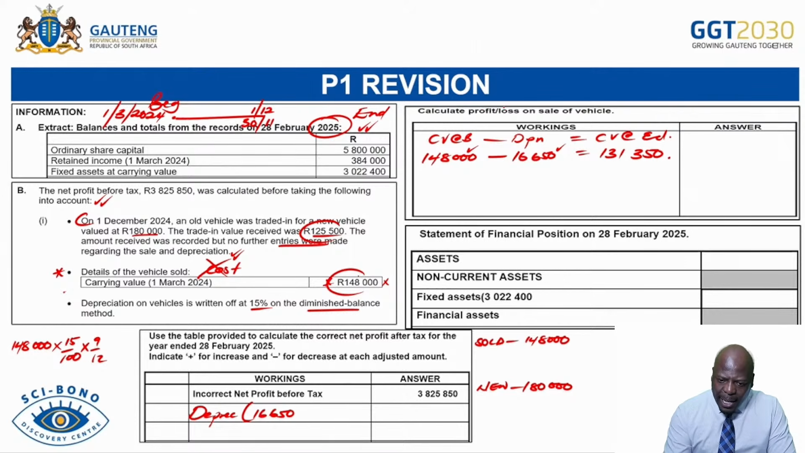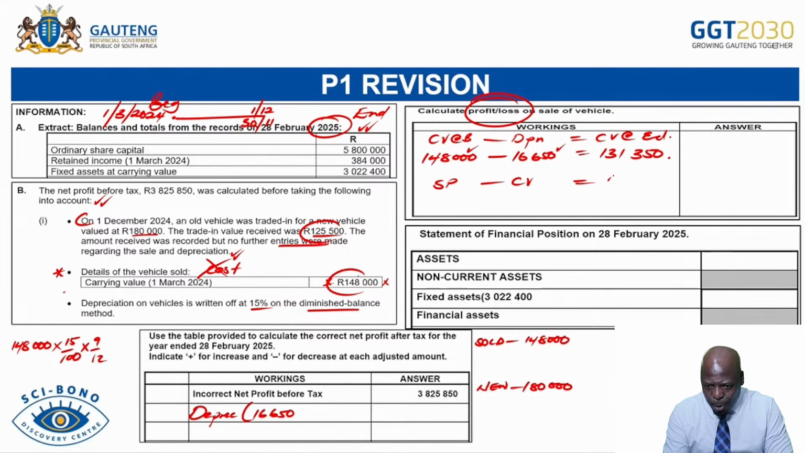And here we want to calculate either the profit or the loss. So we come up with another method that says selling price minus carrying value is equal to either profit or loss. If it's a positive, it's profit. If it's a negative, it's a loss. So selling price, the trade-in value of 125,500, minus the carrying value of 131,350.